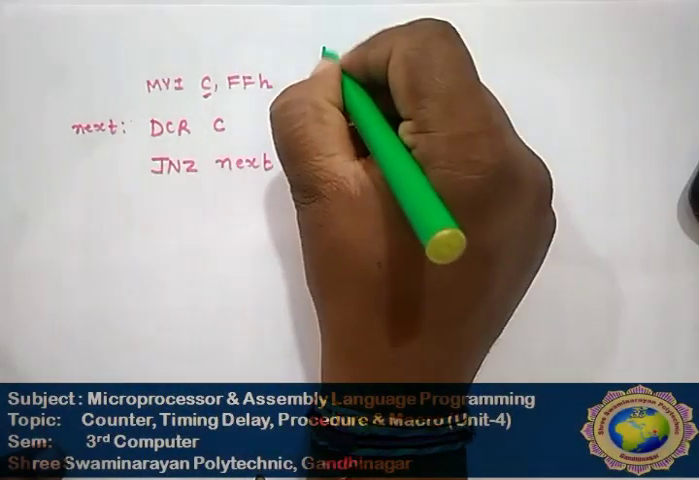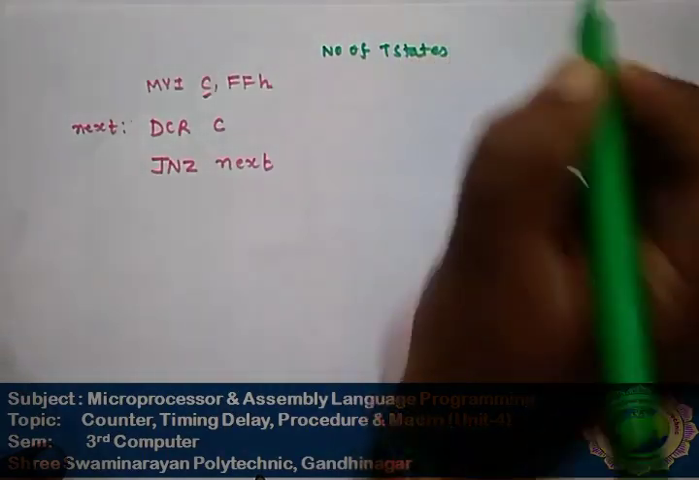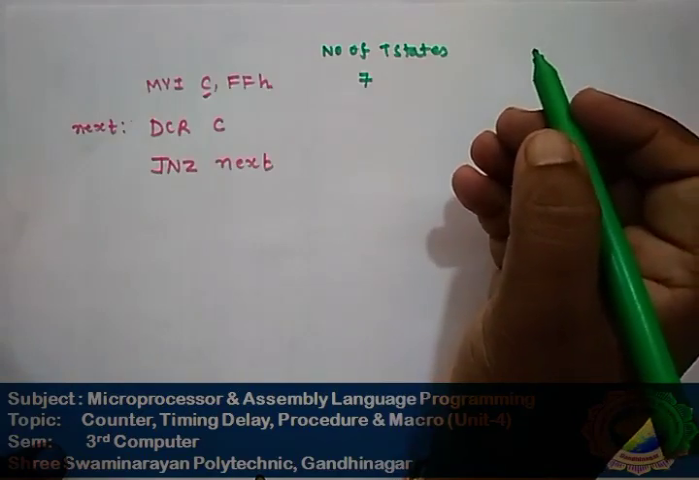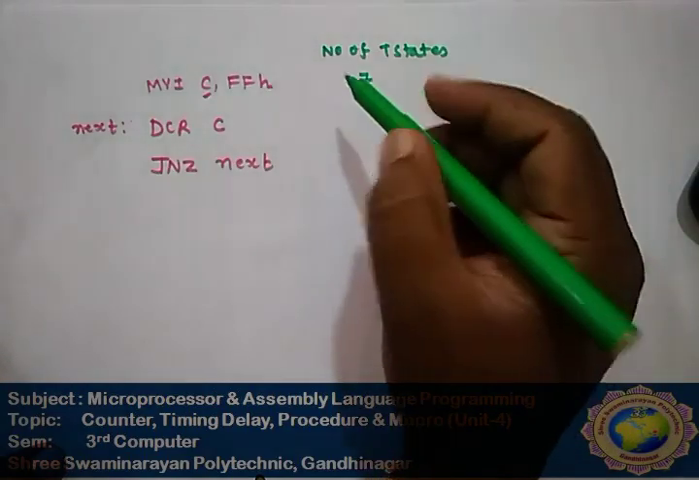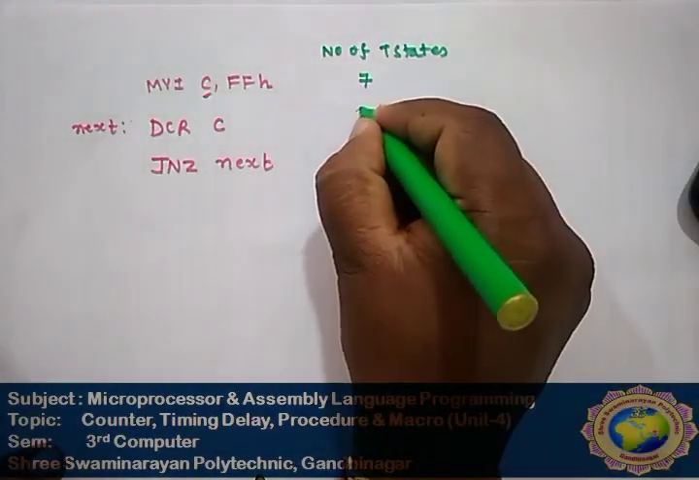Now we have to count the number of T states. MVI C requires 7 T states: 4 for opcode fetch and the remaining 3 for the FFH operand. The decrement C requires 4.